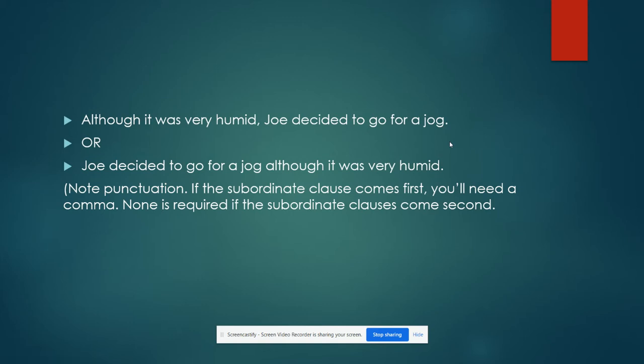And again, this is one of those conventional rules of grammar. If the subordinate clause comes first in the sentence, you need a comma separating it from the main part of the sentence, from the main independent clause. However, if you put the subordinate clause second, you do not need any punctuation whatsoever. If you put a comma there for effect, you could, but technically speaking, there's no need for a comma when it is introducing a subordinate clause that comes second in a sentence.